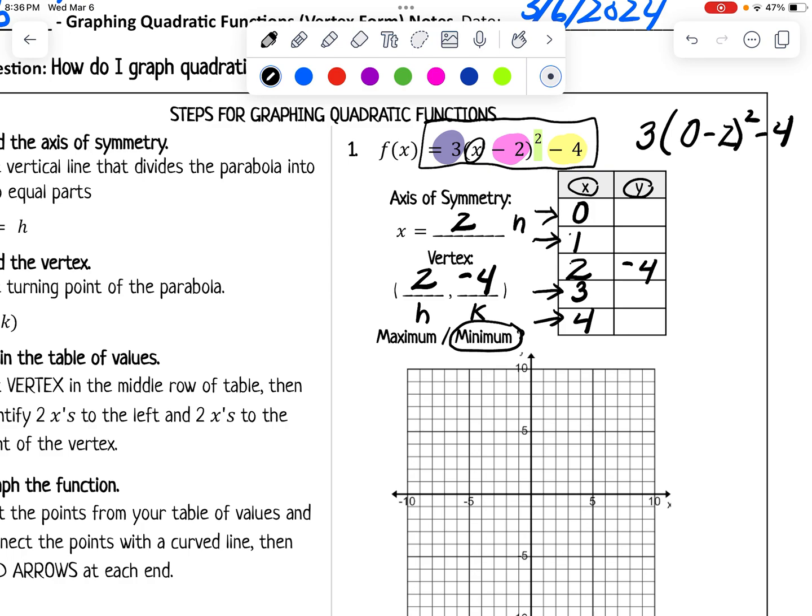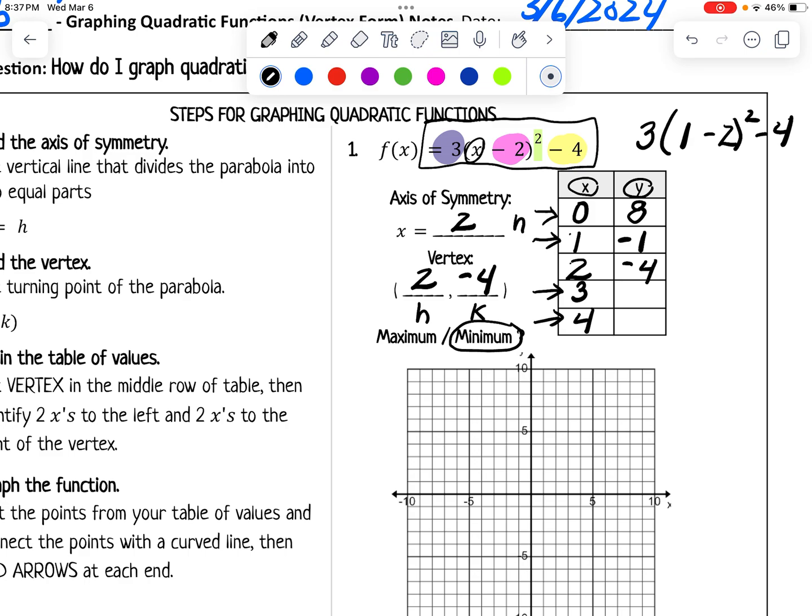So I'm going to start with 0. So what you want to do is plug in that whole function into your calculator. So type in the 3, the parentheses, 0 minus 2, close your parentheses, squared minus 4. Do that and get the value. And what you'll come up with is 8. And then I'm going to move on to the 1. So instead of the 0, I'm going to do the 1. And when I plug that in, I end up with -1.